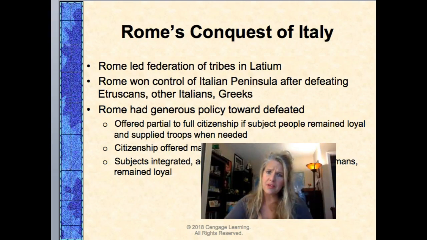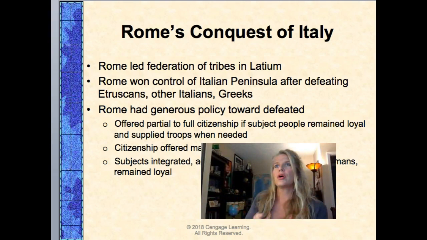Rome led a federation of tribes in Latium. Rome won control of the Italian peninsula. Rome had a generous policy toward the defeated, offering partial to full citizenship if subject people remained loyal and supported the troops when needed. Citizenship offered many protections. Citizenship in Rome was a big deal, okay?